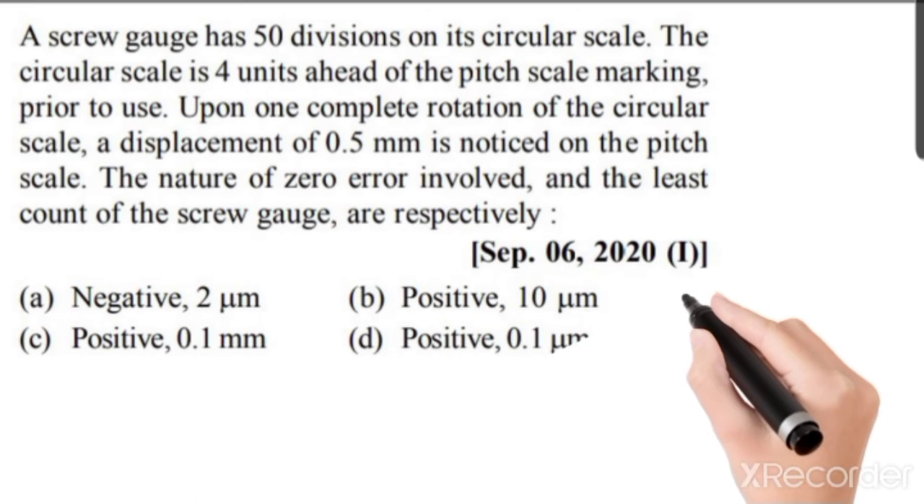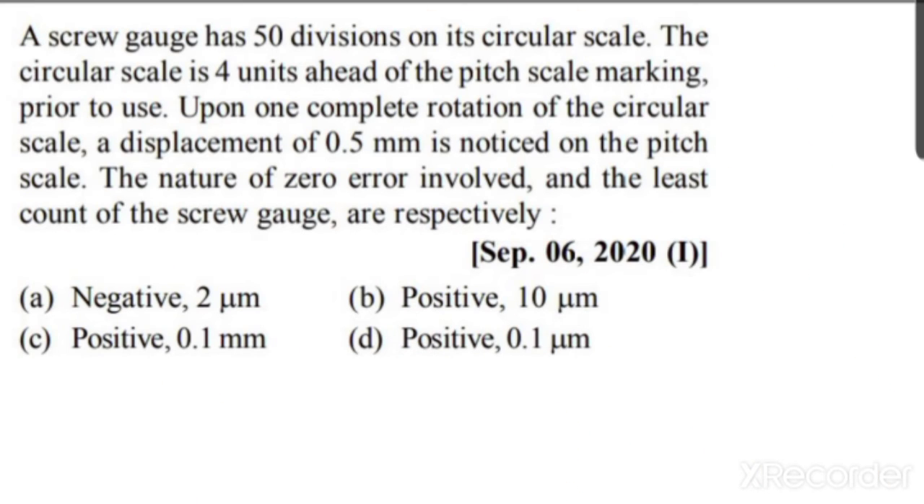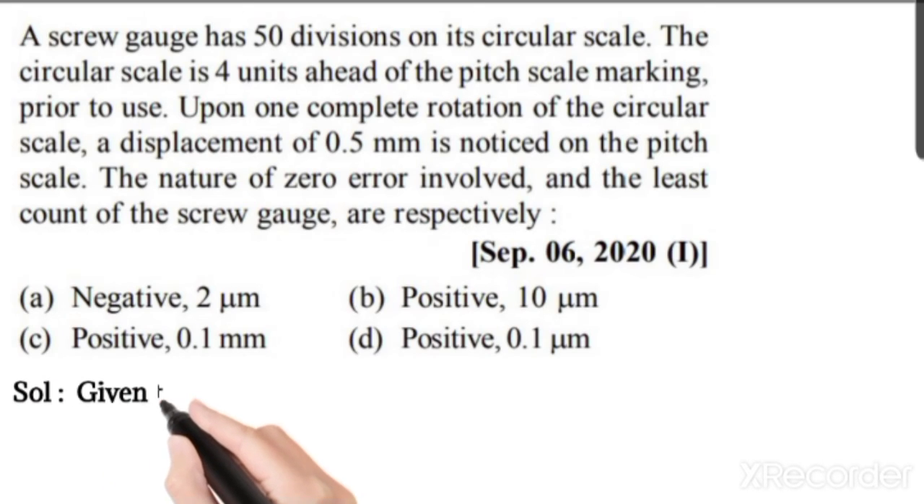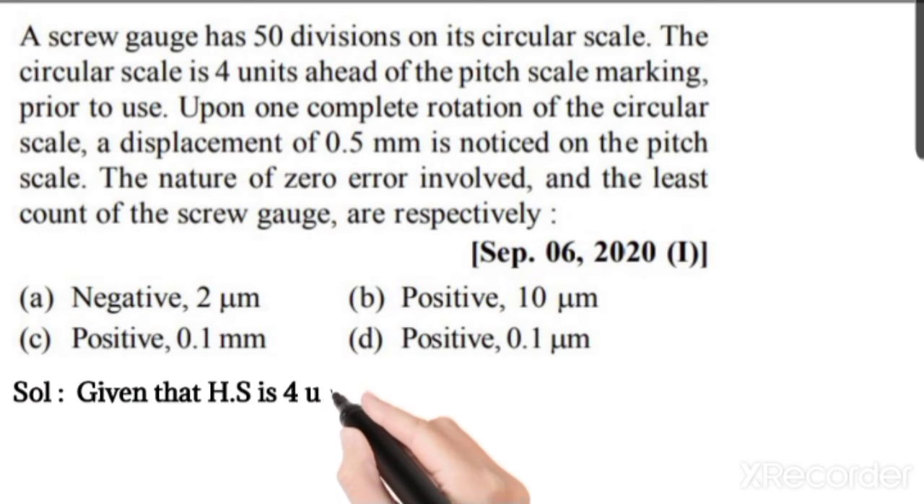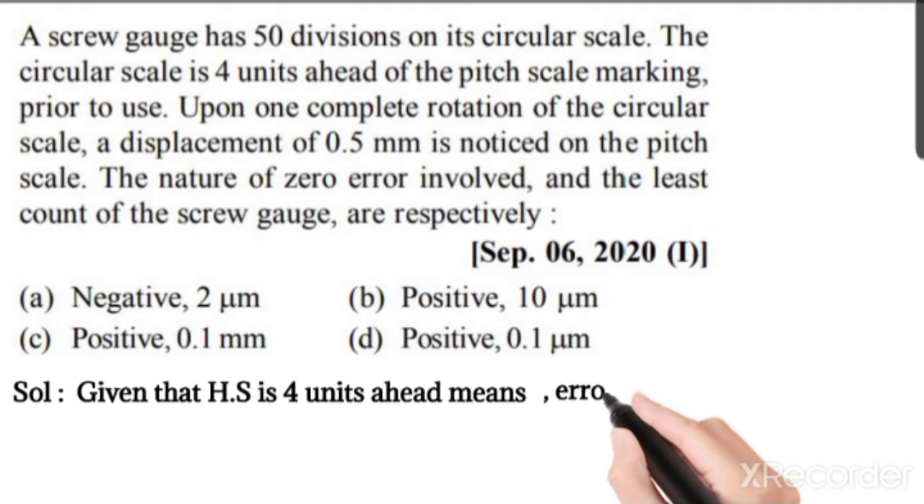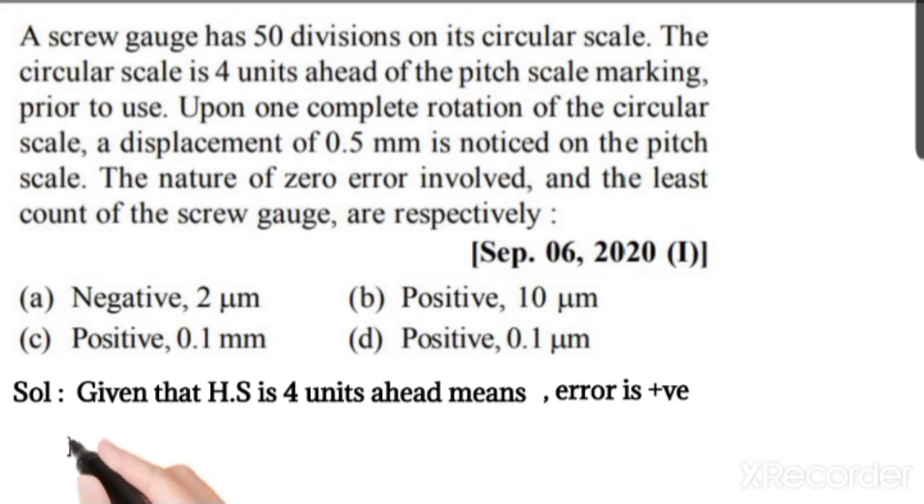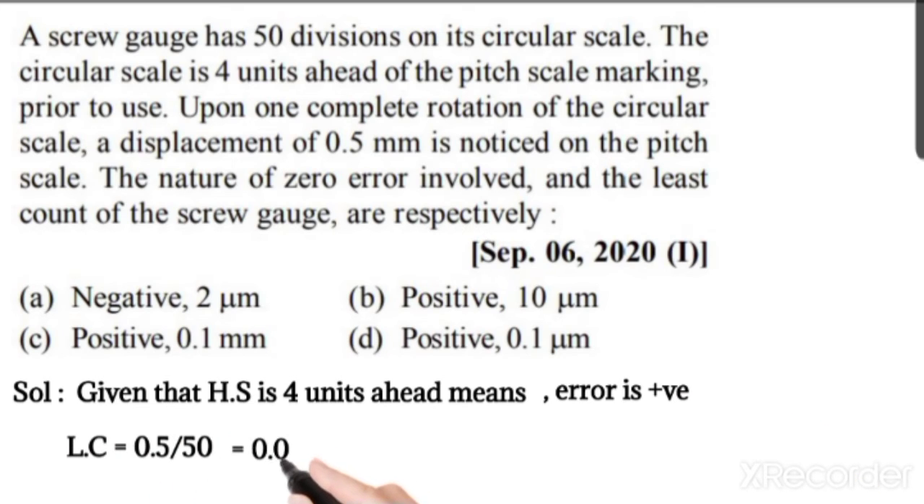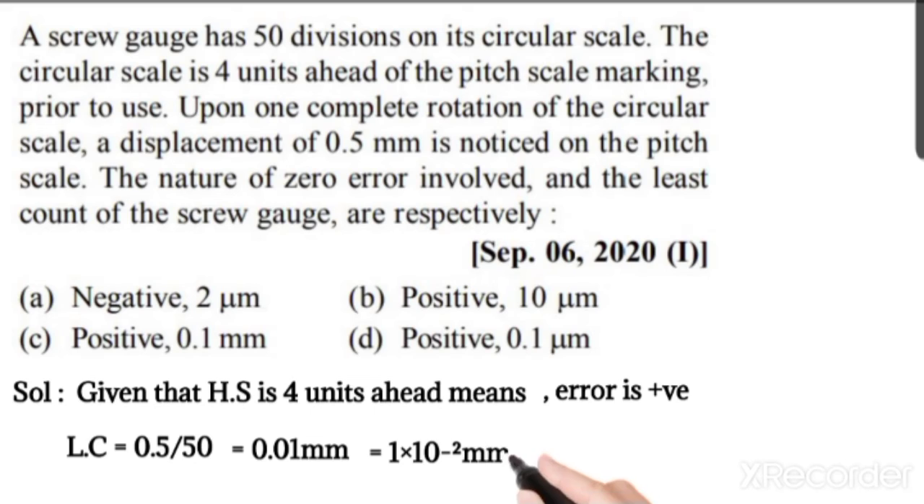Finally, the next question is on screw gauge. Given that the head scale is 4 units ahead of the pitch scale, which means the error is positive. The least count is equal to 0.5 divided by 50, which is equal to 0.01 mm. It is also written as 1 into 10 to the power of minus 2 mm.